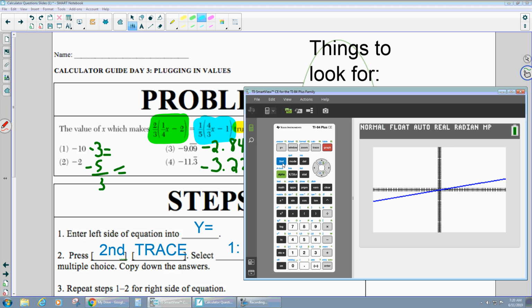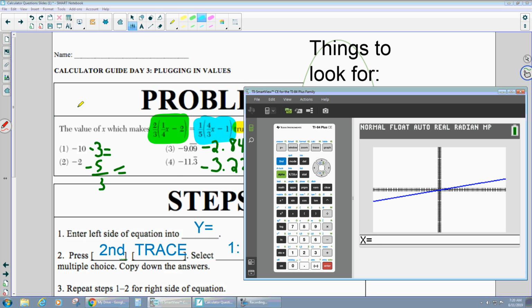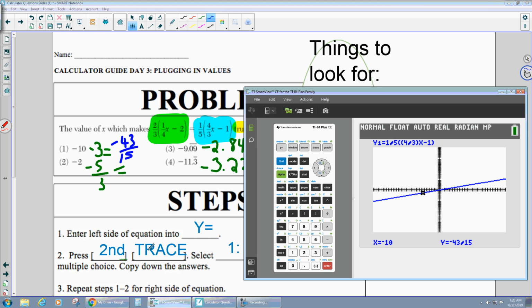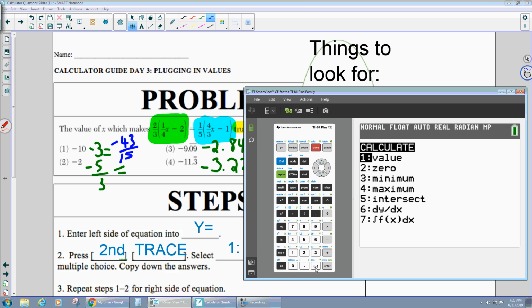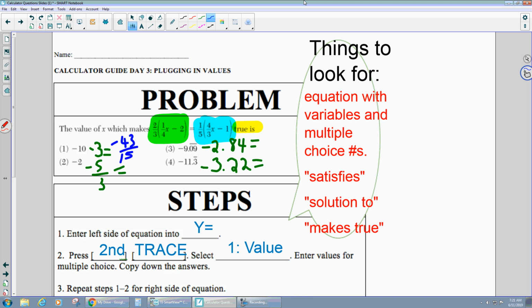Okay, so again, let's look at the graph. And then we're going to do second trace, value. And then let's start with negative 10 again. Negative 10. And I get negative 43 over 15. I'm going to write these in blue. So negative 43 over 15. Let's plug in second trace, negative 2. Negative 11 over 15.